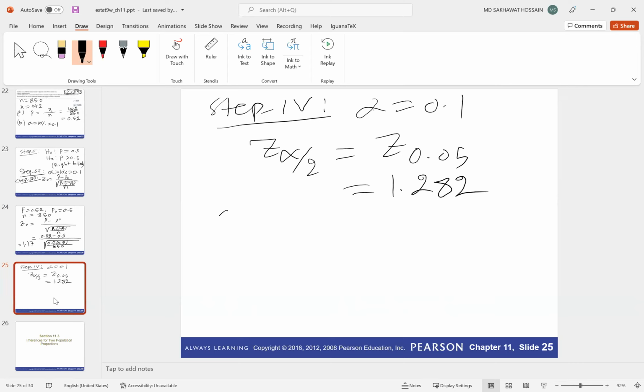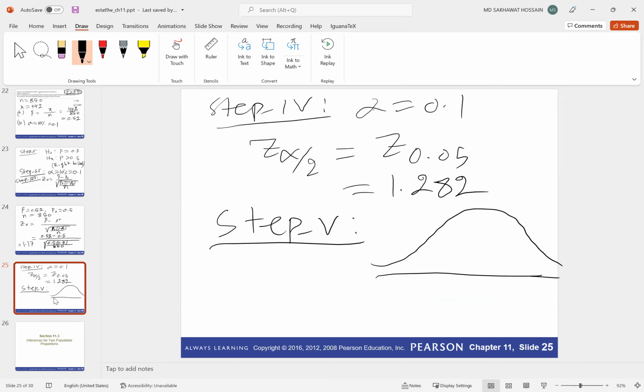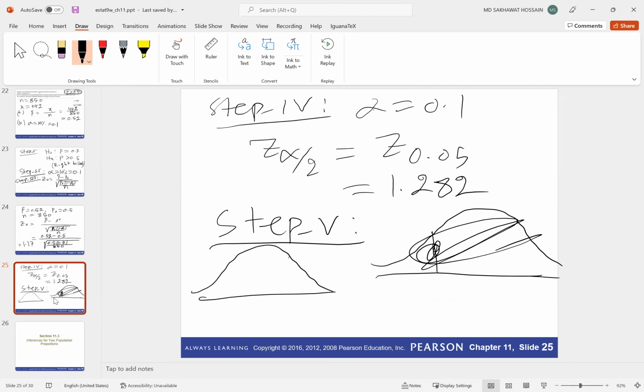Okay, so we have the test statistic, we have the critical value, we can draw the normal curve, right? This is the right tail test, right? So this is 1.282, and this is the rejection region. This area is the rejection area or rejection region.